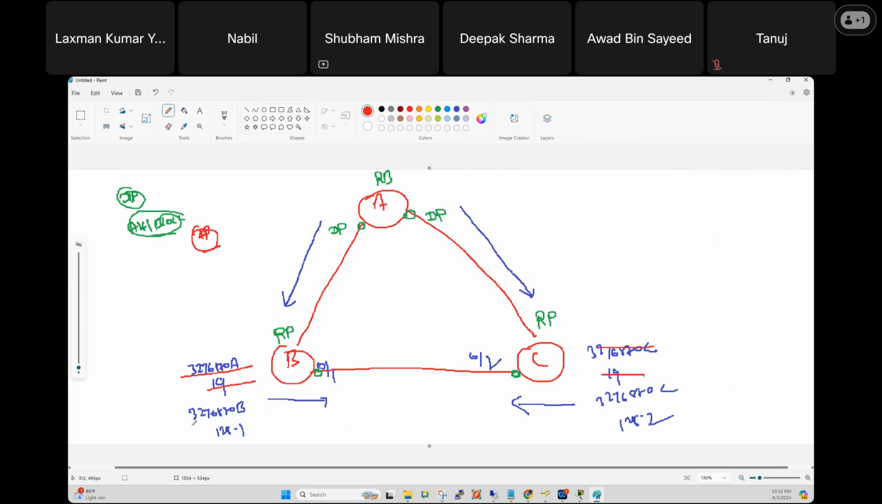Now next is the sender bridge ID: 32768 plus 0 B versus 0 C. B is lower, so it is better. Right? So this port will become the DP, the designated port, and this port will become the blocked port.